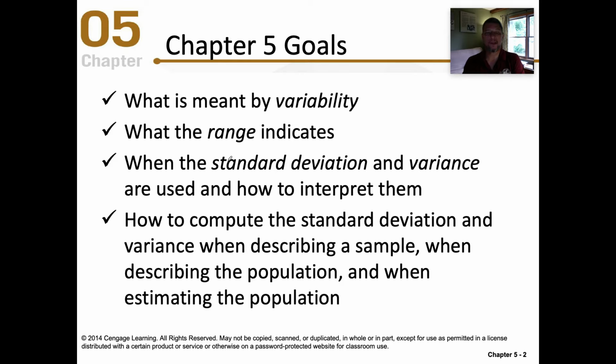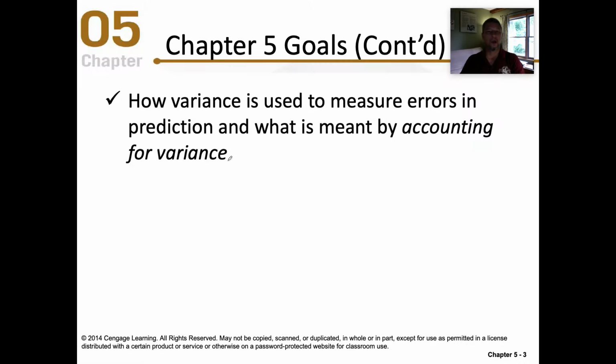We'll talk about the calculations of standard deviation and variance, how to calculate them, when they're used, and how to interpret them. And the final one here, how to compute the standard deviation and the variance when you describe a data set, when you describe the population, and when you estimate something for a population. Finally, we'll finish this chapter by talking about how variance is used to measure errors in prediction, and what is meant by accounting for variance.